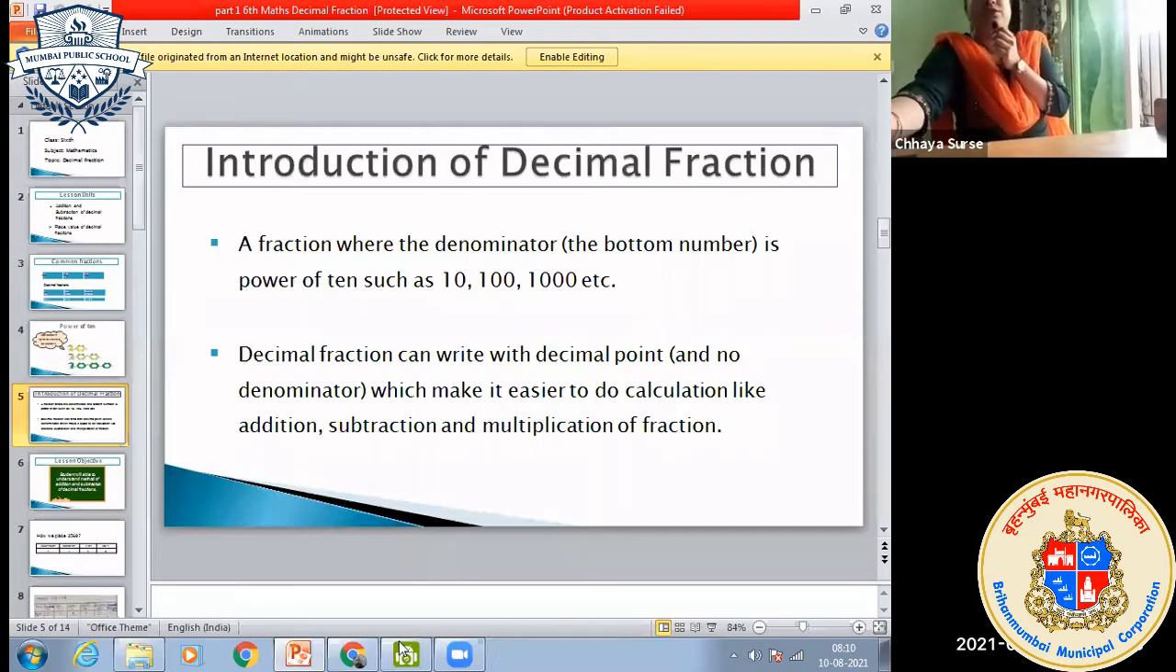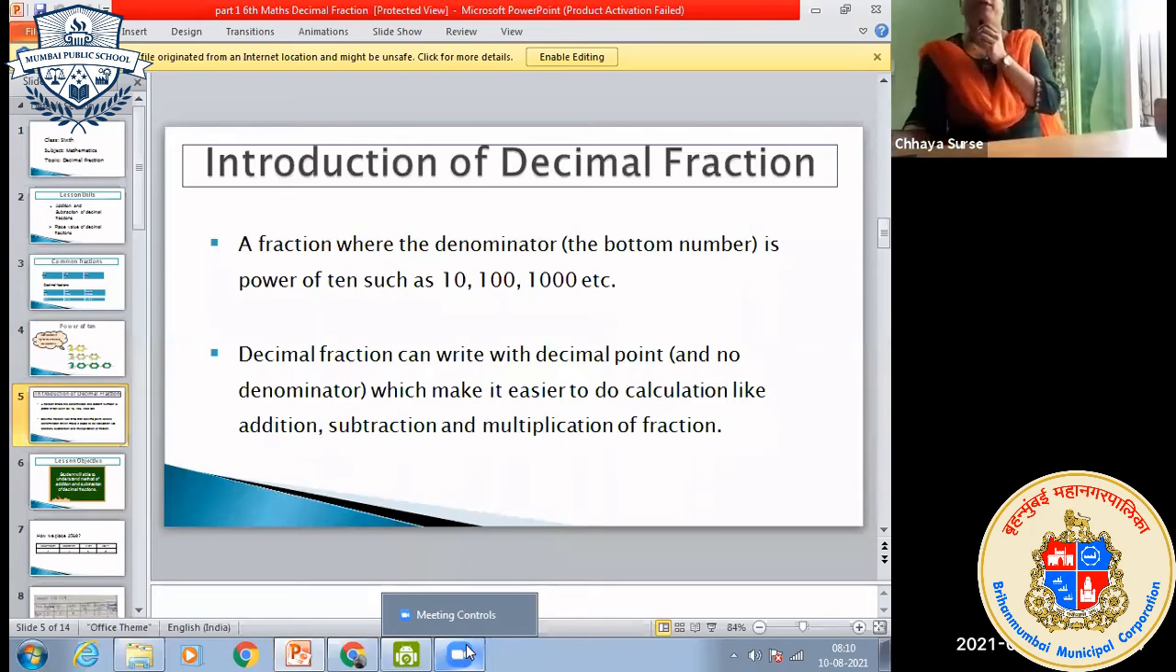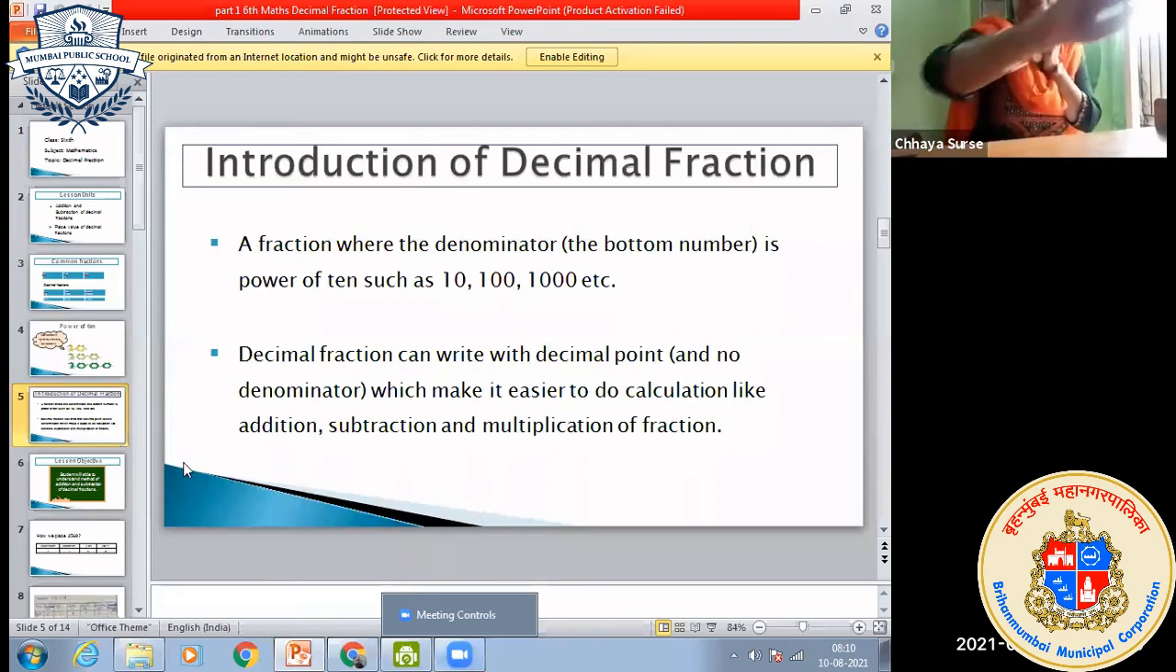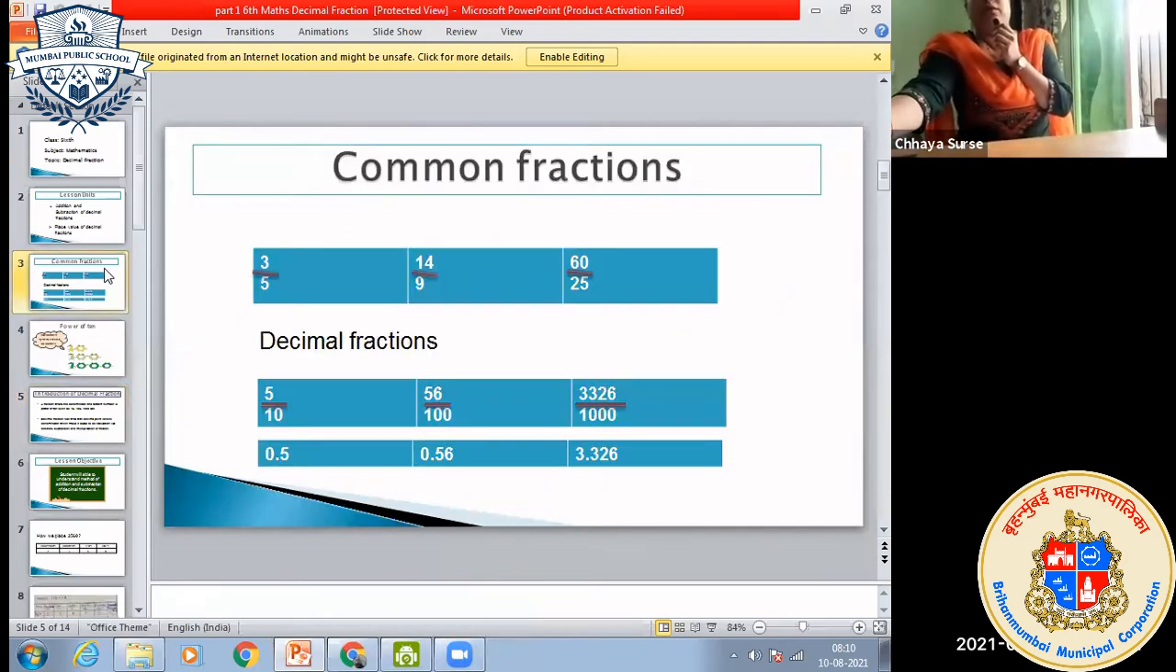Decimal fractions. Okay. The decimal fraction can be written with the decimal point. See here, in these two ways. In this decimal fraction, this is the decimal point. This is the decimal point. In these two ways, you can show it.